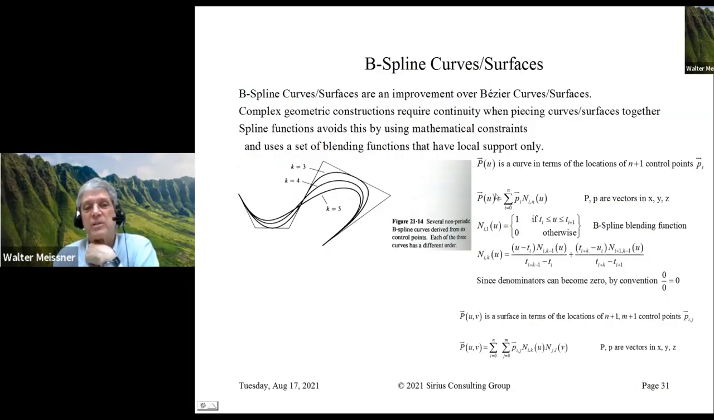So the basic equation looks very similar, except for B, they call it N, and N is this spline function. It's either 1 or 0, depending where its extent is. And this is the description for N. And in 2 dimensions, it's 2 summations and 2 spline blending functions, N.